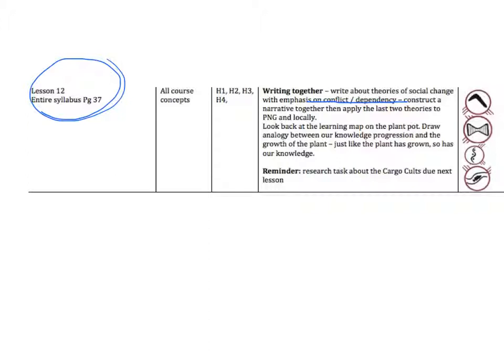So we're going to construct a narrative together and then apply the last two theories to Papua New Guinea and locally. So the first thing we do is look back at the learning map on the plant pot, and we're going to draw analogies between our knowledge progression and the growth of the plant. And that gives us the land links and the learning map. We are moving through the deconstruct, reconstruct, because as usual, and as I outlined in lesson 7, you'll firstly provide the completed sample.